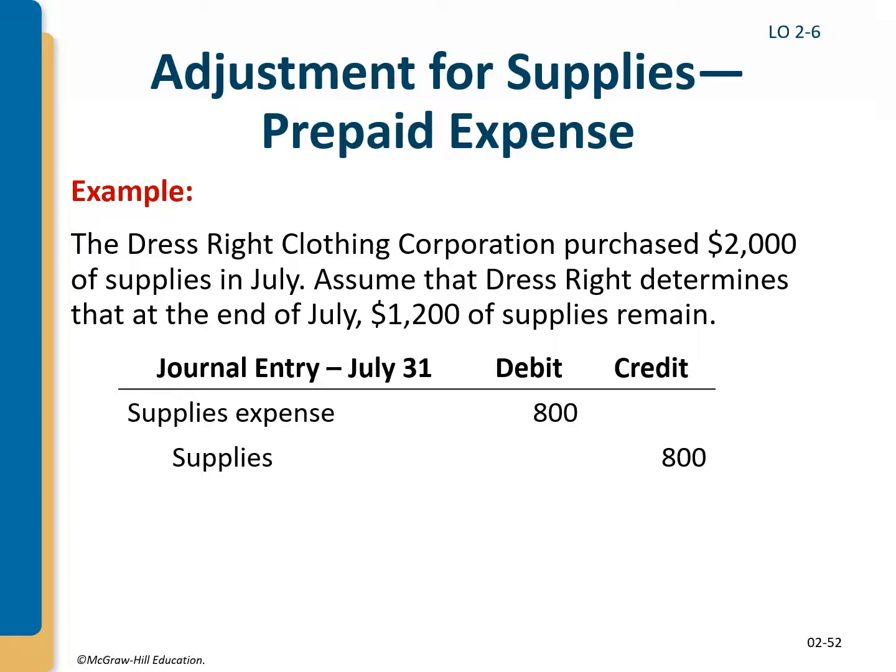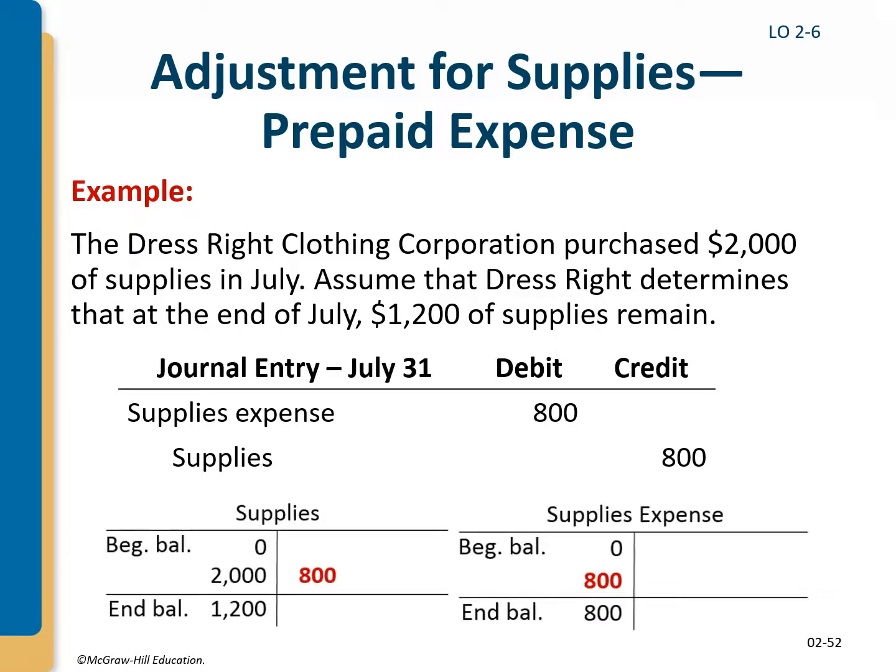So right now, this T account, supplies, has a $2,000 balance in it. But at December 31st, according to the latest data they have about the supplies account, there's only $1,200. So they've used up $800 of that asset. So they have to decrease the supplies account for the $800 and increase the supplies expense for $800.